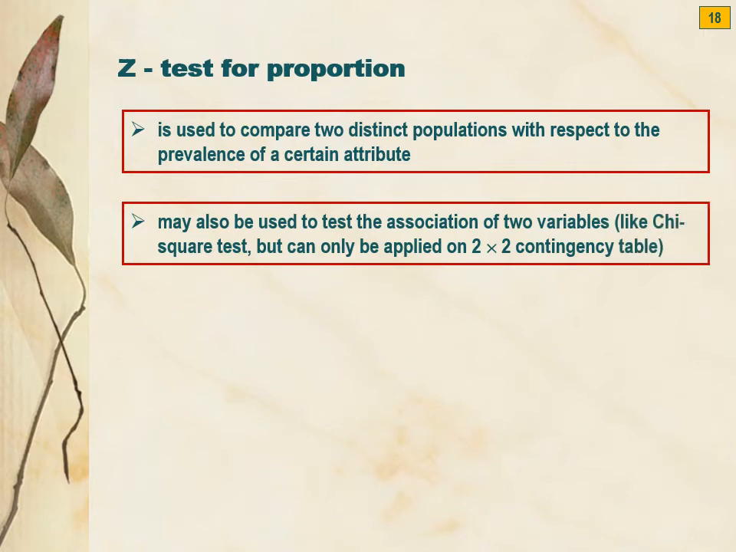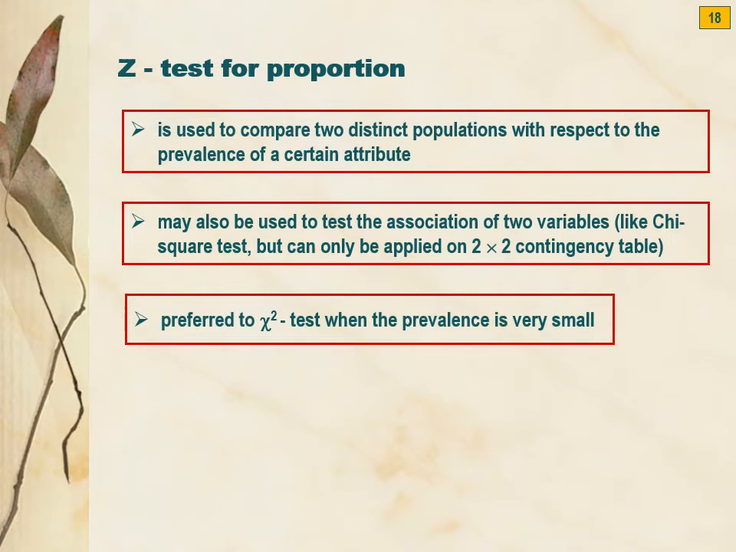We can also use this test for association. We use the chi-square test for finding the association between two categorized variables. This can also be used for association, but it is restricted only to a 2 by 2 table. If you have 3 categories or 4 categories, then this test cannot be used.